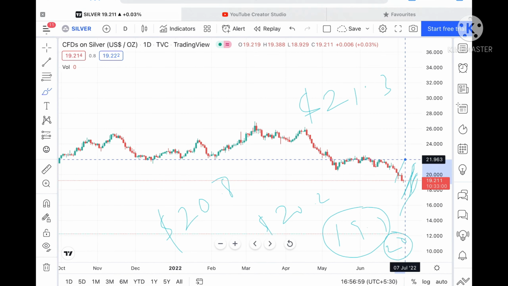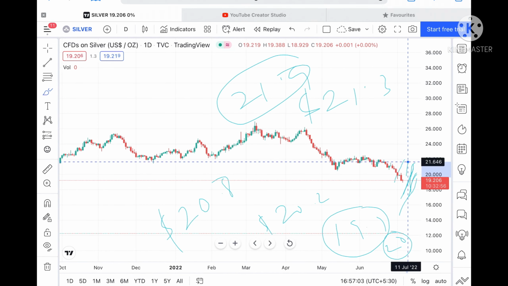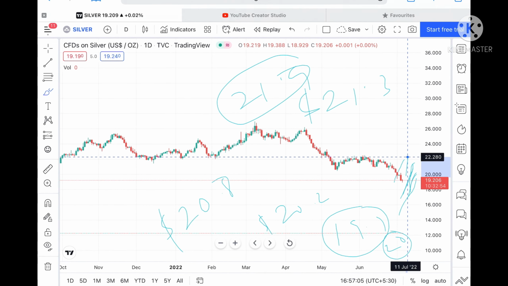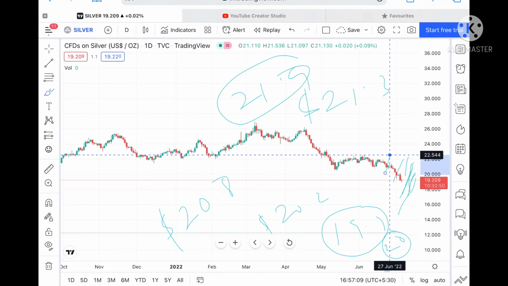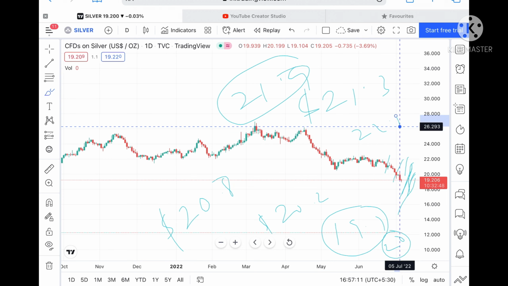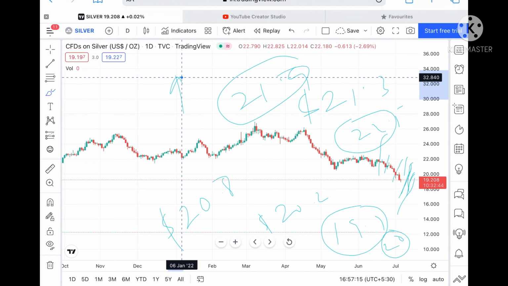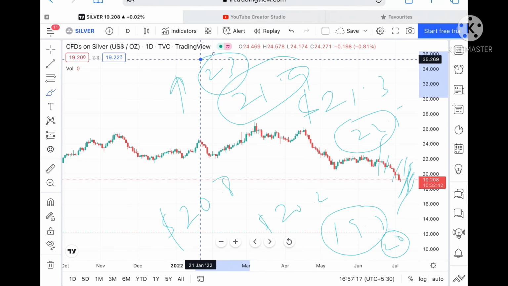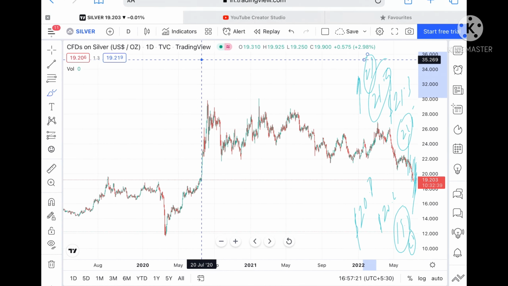Suppose the price goes above that level, then it can touch a level of $21.9, and from there it can go further upside towards a level of $22.280. Suppose the price goes above that level, then it can touch a level of $22.5. Once the price sustains above that level, then it can move further upside and can touch a level of 23 also.